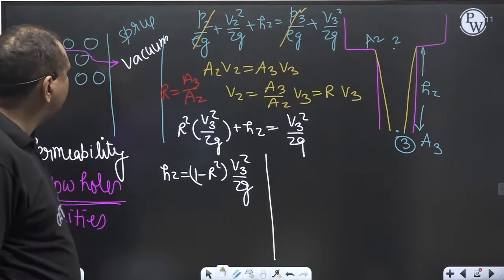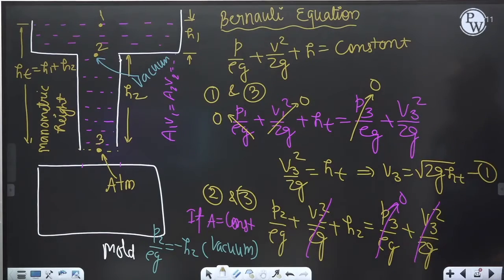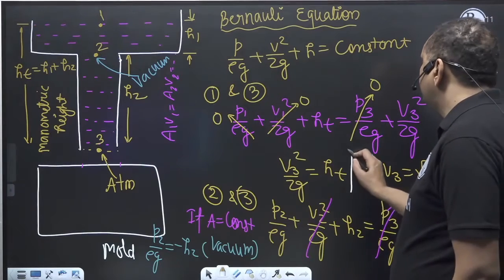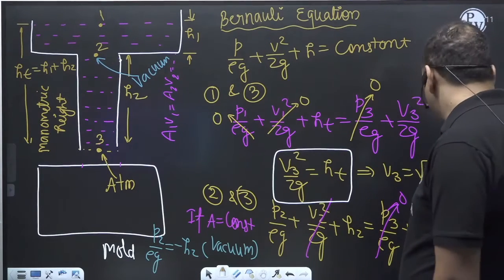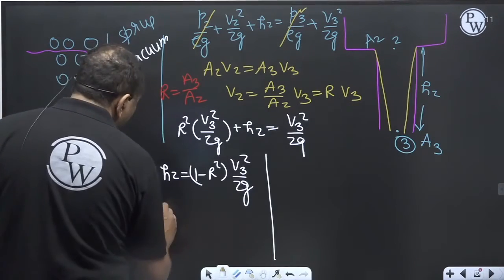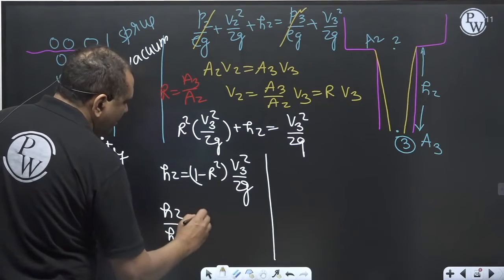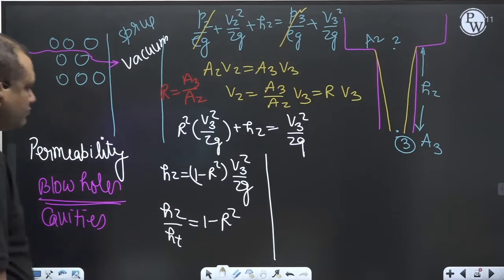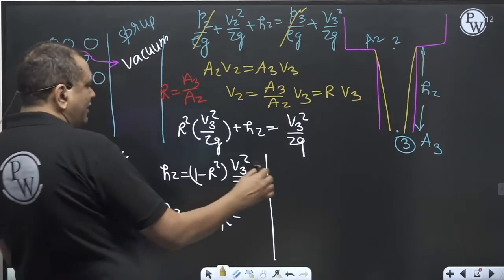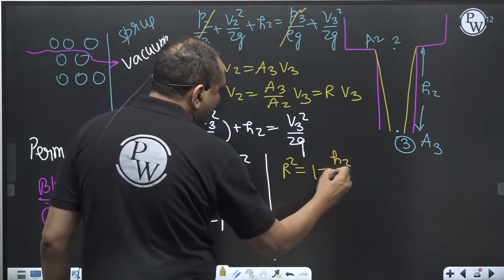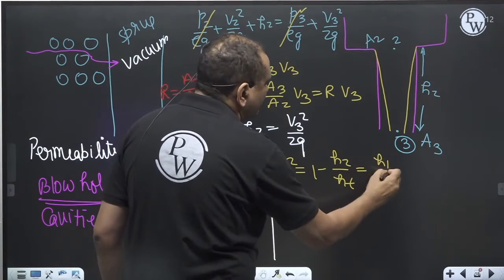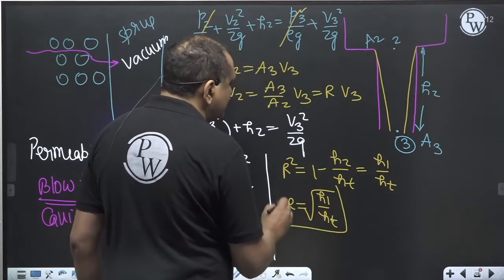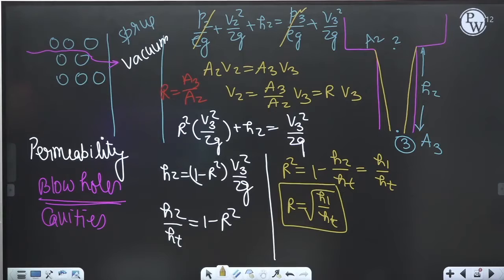V3 square by 2g is HT. So H2 by HT is equal to 1 minus R square. Now, let's shuffle a little bit. R square is 1 minus H2 by HT. HT minus H2 is H1. So R is equal to the square root of H1 by HT. This is your area ratio.